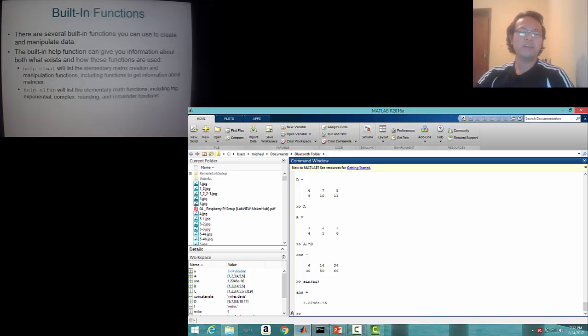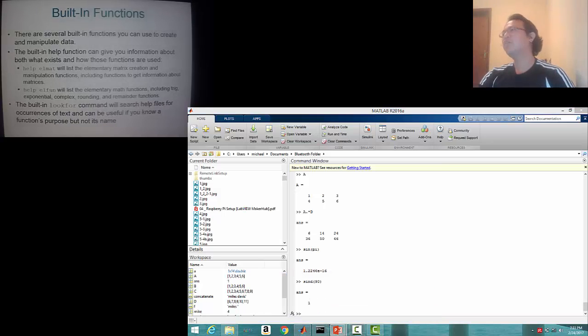Now, sine pi. It's not using degrees. It's using radians. But if you want degrees, sine d, you put d, and then say 90 degrees. What is that? Of course, that is equal to 1. Okay. So there are so many built-in functions. So you just go to help elmat or help elfun and read, and then you'll know a lot of things.